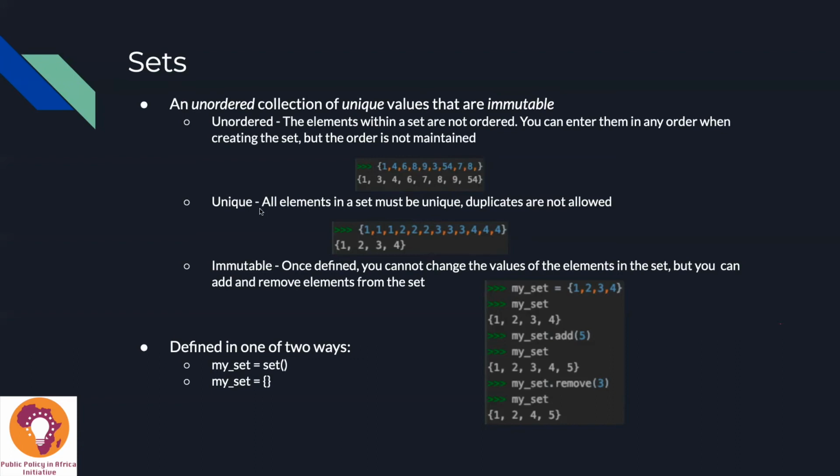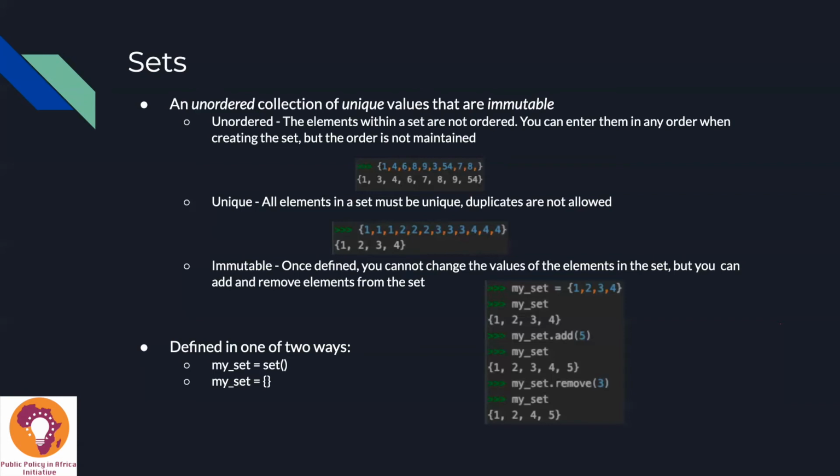They're unique. All the elements in a set must be unique. Duplicates are not allowed. So if I try to create a set here with three 1s, three 2s, three 3s, and three 4s, what's echoed back to me is just one 1, one 2, one 3, and one 4. And something that might help for those with a math background: sets in Python are basically the same as sets in math.